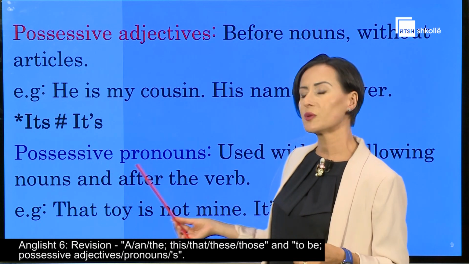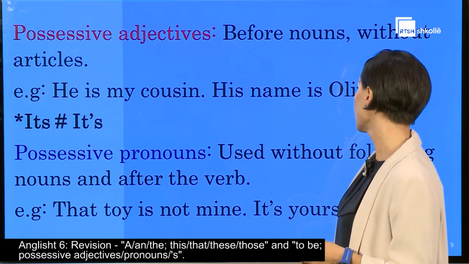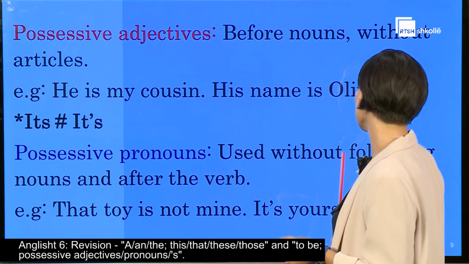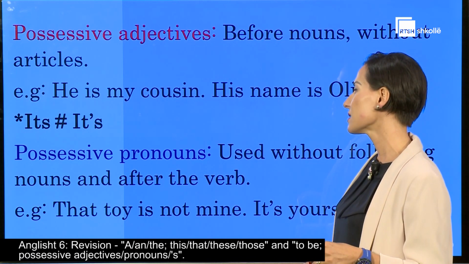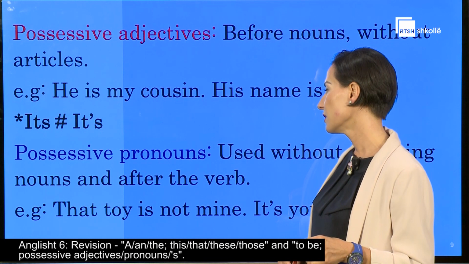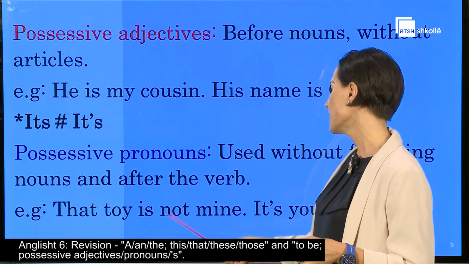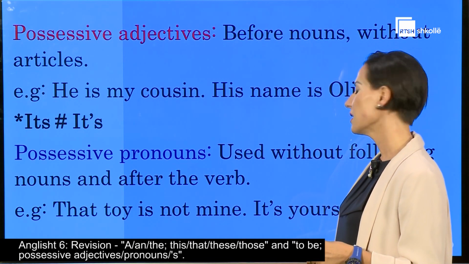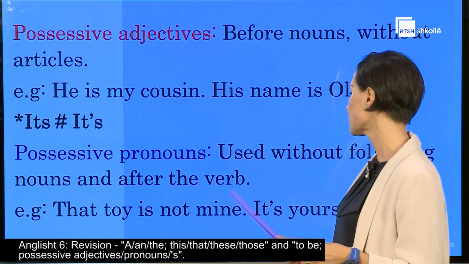The possessive pronouns are used without following nouns and after the verb. For example, that toy is not mine. It's yours.